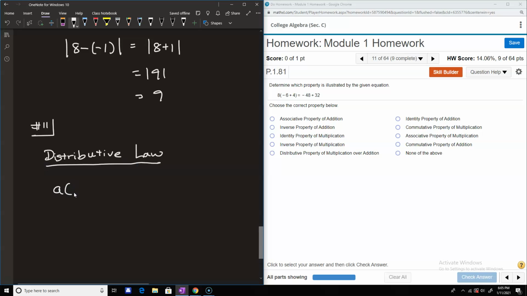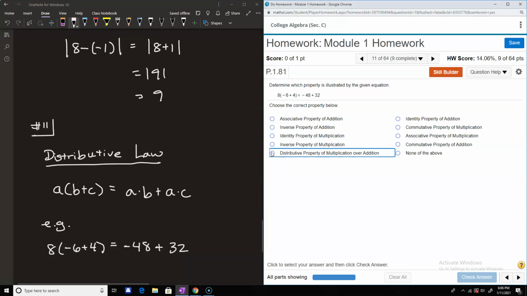So if we have some A times B plus C, the way we can remove the parentheses, if we have some variables involved, right? If everything was a regular number, we could just combine inside the parentheses first. But if not, then we need to go about it in a different way. This is actually A times B plus A times C. And you'll see that's what we are doing above. If you have 8 times -6 plus 4, this would be the same as 8 times -6, which is minus 48, plus 8 times 4, which is 32. So that is the distributive property of multiplication over addition.